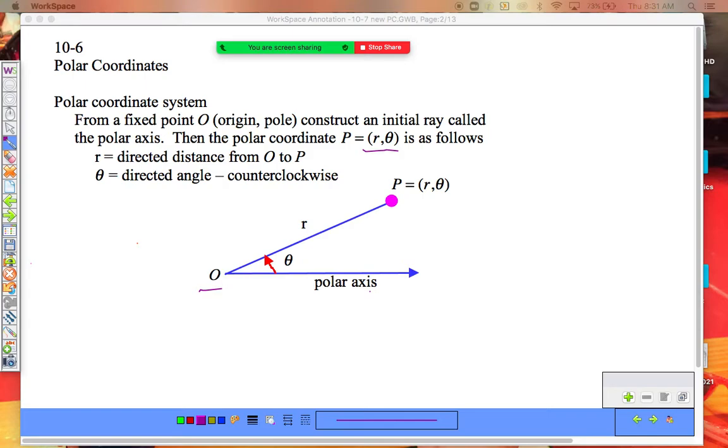All right, so we're going to have an angle. Our polar axis is our initial side. Our pole is our origin. That's the vertex. The r distance tells us how to get to our point, how far we're going to go to get to our point.